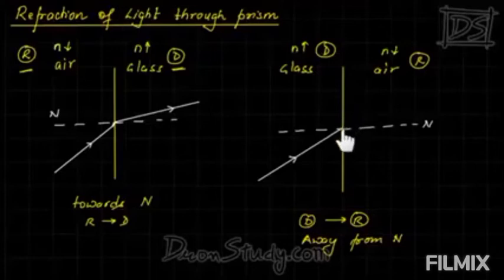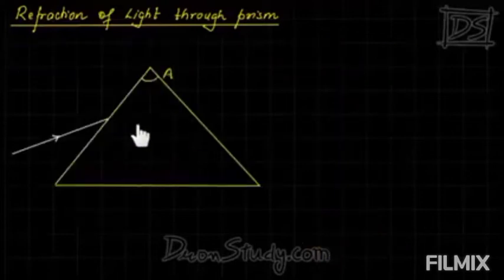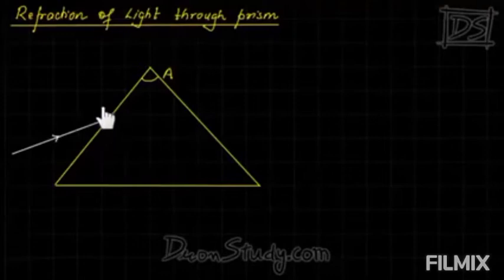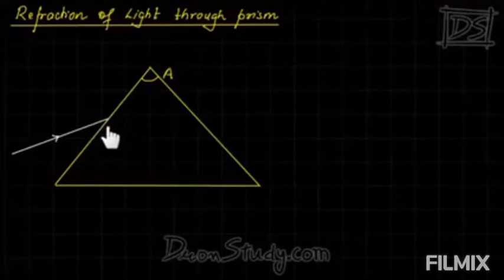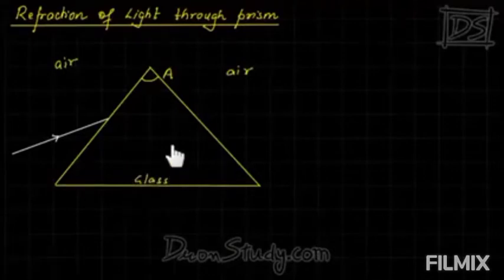So we can draw the ray like this, because we can see this dotted line is a normal line and the refracted ray is away from the normal. Now we can consider the case of a glass prism. Here we can see the prism is glass and the light ray is entering the glass from air. Air is a rarer medium and this glass is a denser medium, and this glass prism is placed in air.